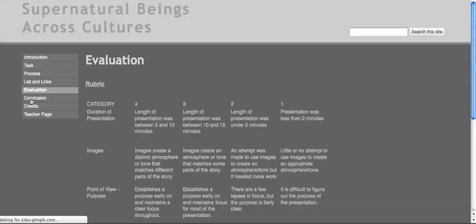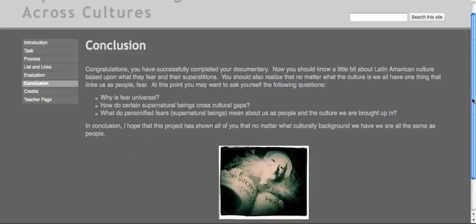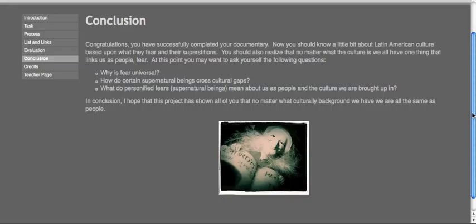The conclusion page. At the end of this project, my goal is for the students to acquire the knowledge that everyone is the same. It doesn't matter what culture you come from. Everyone has fear, and fear is universal. So some open-ended questions I put for the students to ask themselves to take away from: why is fear universal? How do certain supernatural beings cross cultural gaps? What do personified fears or supernatural beings mean about us as people? It's just as people in general, and the culture we are brought up in.